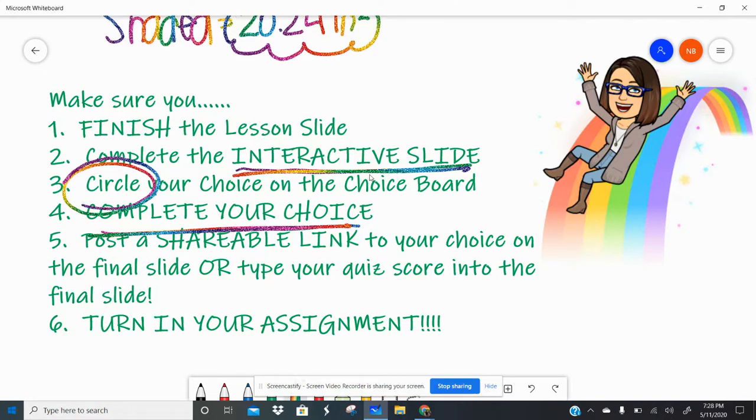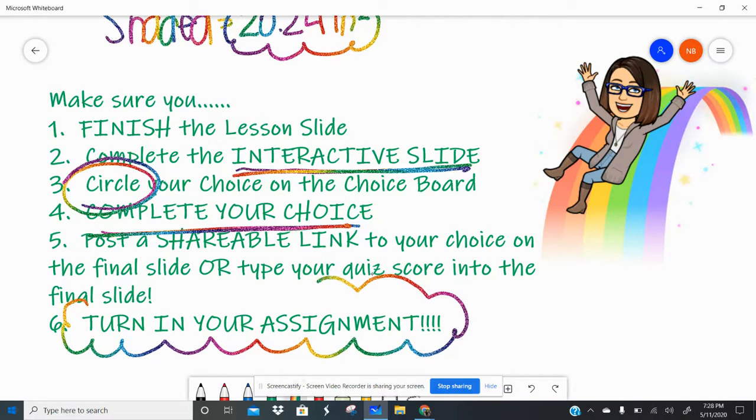So when you're done with your choice, remember your choice can be the quiz, like the little checkup in Schoology, or one of those other choices on the choice board. Once you've finished, post a shareable link to your choice, or if you choose the checkup or the quiz, type in that score, and for the love of all things good and glorious, turn in your assignment.